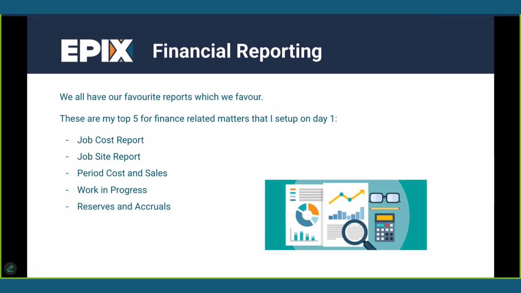So to move on to the next section, well, financials are everyone's favourite, except they're not always. It's dull, but everyone wants to know it. So the top financial reports that I set up on day one are listed there: the job cost report, the job site report, the period cost and sales, work in progress and reserve accruals. Now, those are really powerful reports, and I will show you now a quick demo of the job cost report just to drill down into it to show you how it works. It's my favourite report that I give out on day one to pretty much anybody that cares about financials, because it shows you everything no matter which way you cut the data.